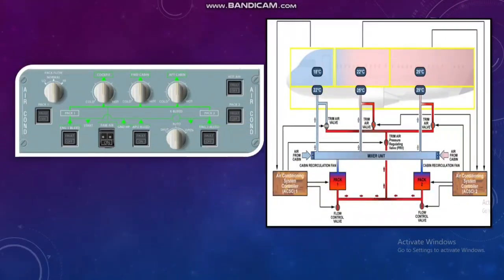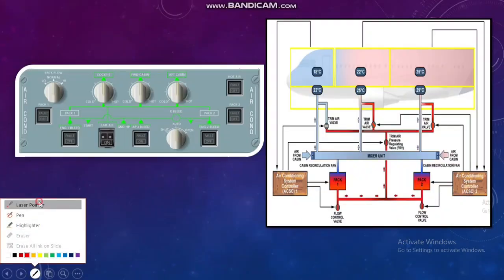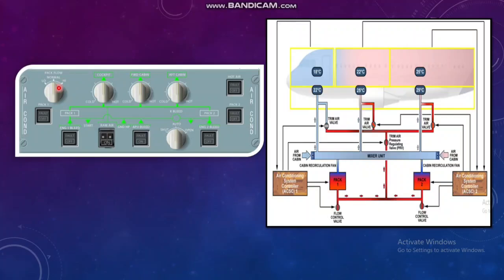Now we'll discuss the cockpit panel of air conditioning. We will go through it switch by switch. We'll not discuss the degree of rotation of the switch. So this is your pack flow switch control: low, normal or high. If the aircraft is in flight, it will depend on the mode selector switch. Keeping it on normal, you will get normal supply. If it is low, you will get low supply. If high, high supply will be there.